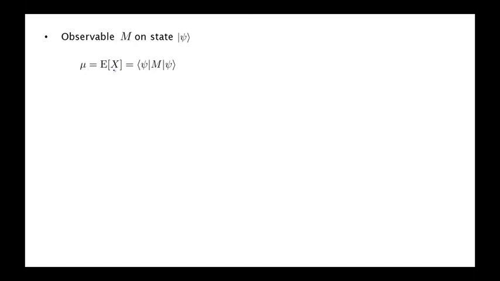So let's say that M had eigenvectors phi sub j with eigenvalue lambda sub j, and let's say, as before, that we wrote psi as the summation of alpha sub j phi sub j. So we wrote our quantum state out in the eigenbasis of M, and these were our amplitudes. So now what's the expected value of x?